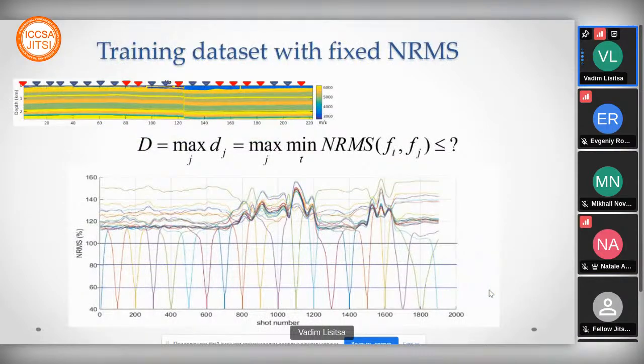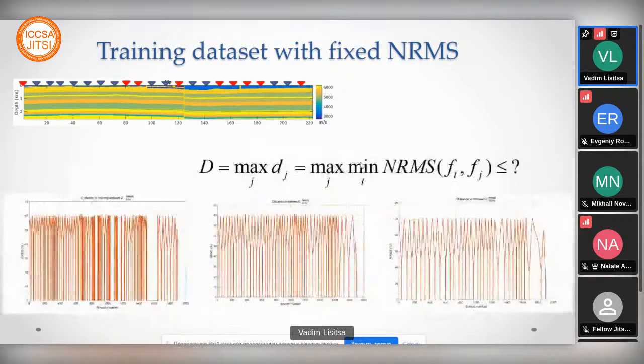So then we decided to use another measure, where we took the maximum of the distance from the seismogram for any source position to the seismograms of all possible sources from the training data set. So that's a min-max problem, and we try to construct the training data set to preserve the particular level of this distance, and that's what it looks like.